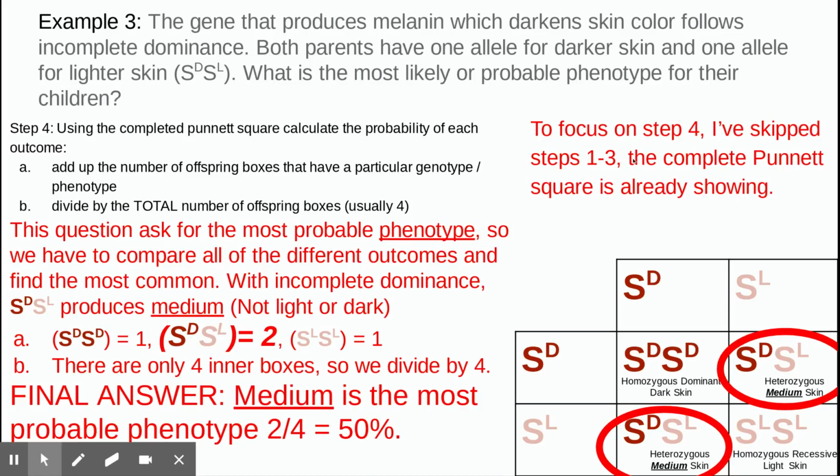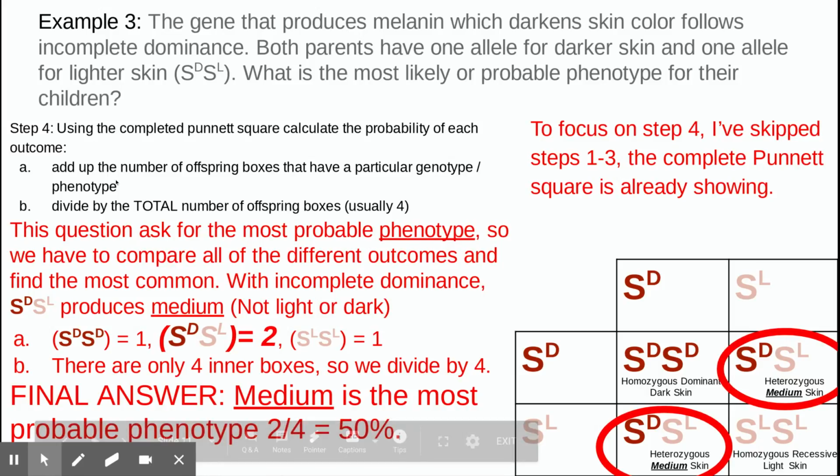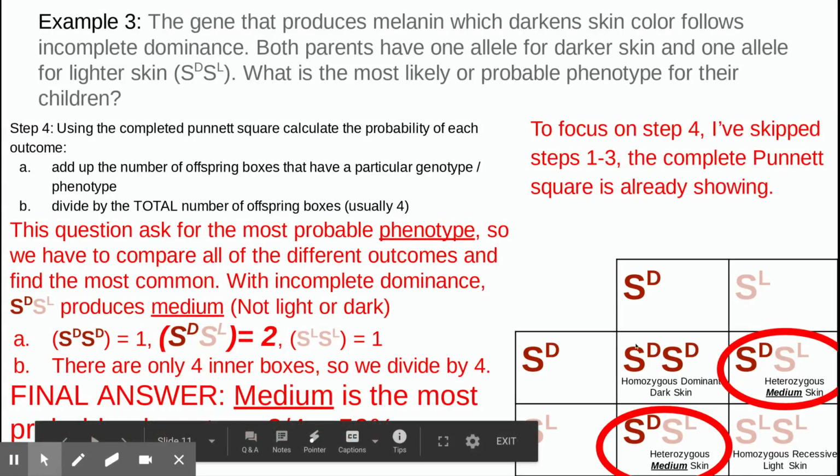Well, I skipped steps 1 through 3 because by now I think you can fill in a Punnett square. But when you fill that in with the 2 heterozygous parents, you're going to see that there's a bit of variety here. So then step 4. We're going to add up all the things that match our interest. Well, we are interested in looking at all 4 and comparing them. So we have 1 of this, 2 of this, and 1 of this. And since the question is asking for the most likely or probable phenotype, we're looking for the one that appears the most often, which is the one that appears twice. And that's the one that has 1 dark and 1 light.